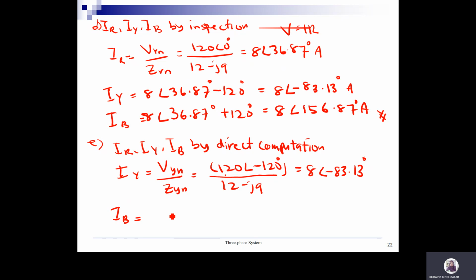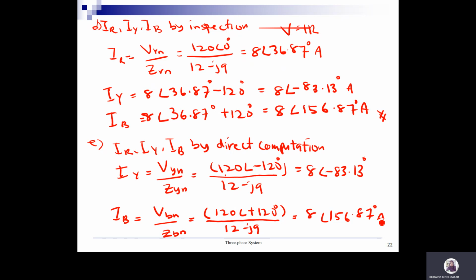So for I blue, VBN over ZBN. VBN is 120 plus 120, over 12 minus j9. So your answer will be the same, 8 with angle 156.87 amps. So this is the difference between using inspection and direct computation.